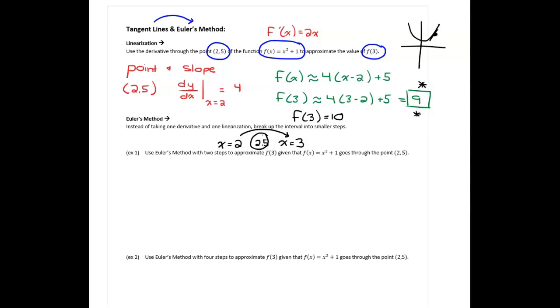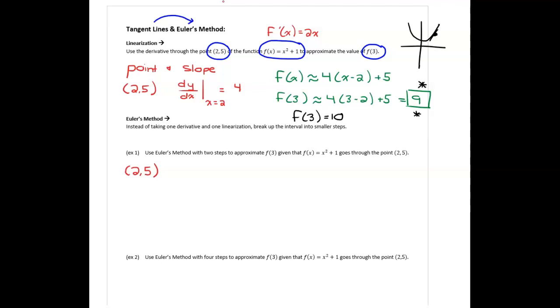All right, so here we go. We're going to do this with 2 steps together. I'm going to pause the video and then I'm going to have you do it with 4 steps. Use Euler's method with 2 steps to approximate f(3). This is f(x), the same function that we're dealing with, and it goes through the point (2,5). All right, so here's how I like to set this up.